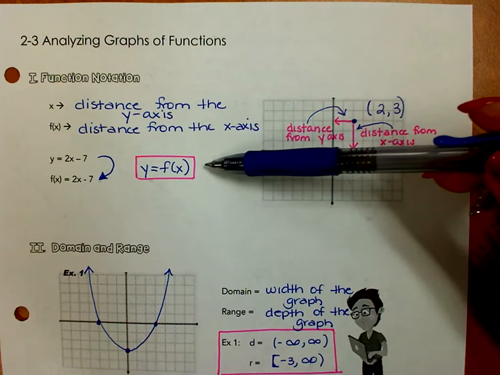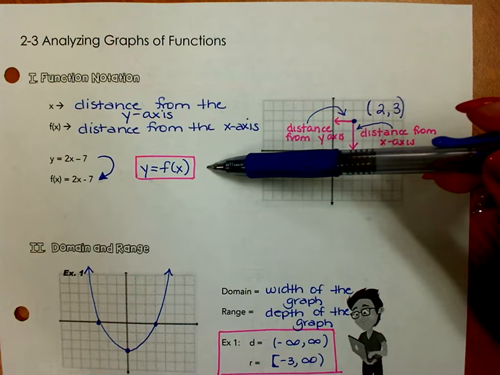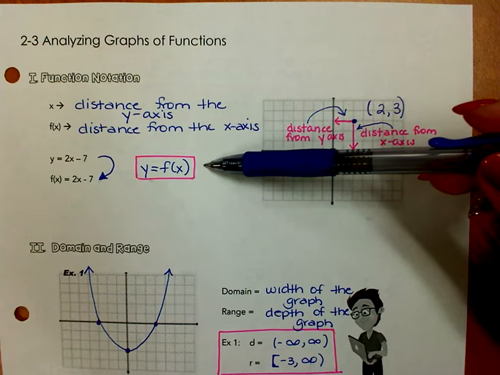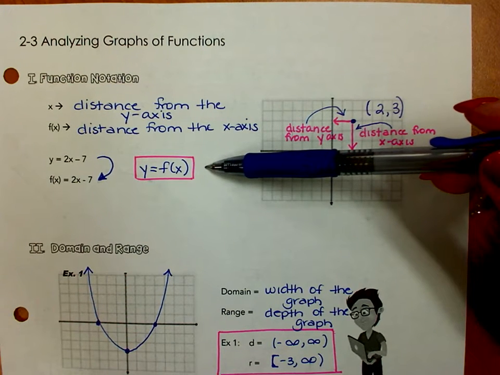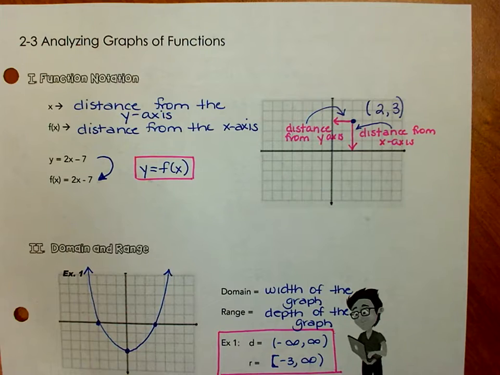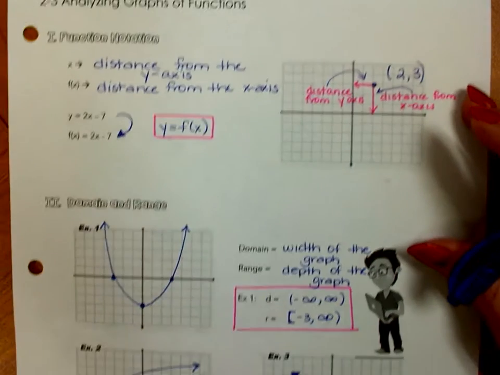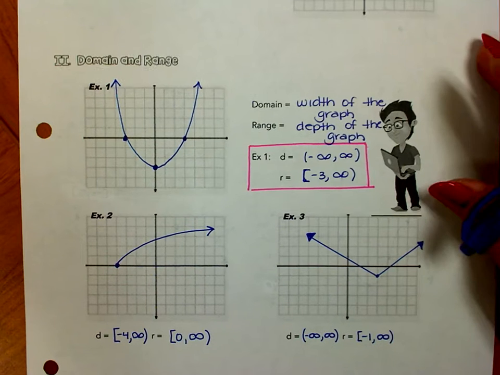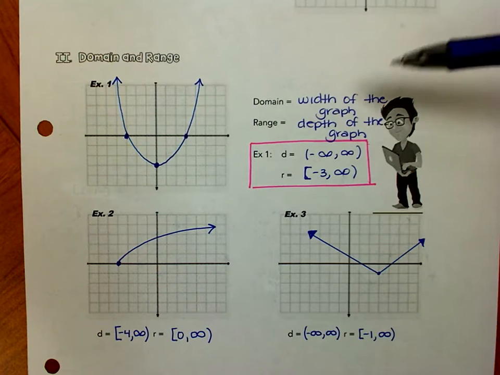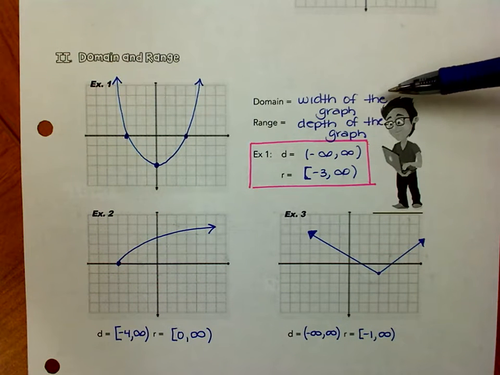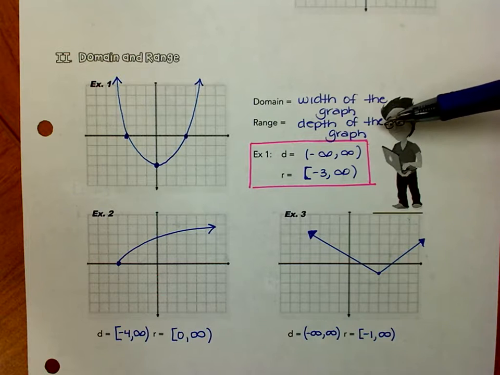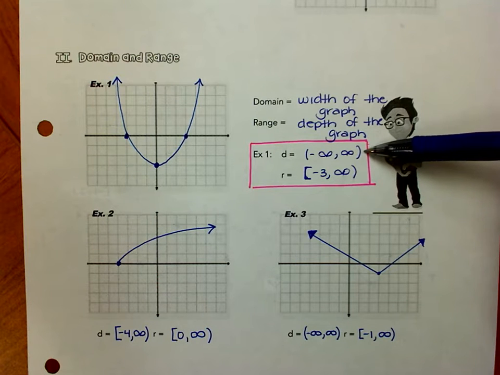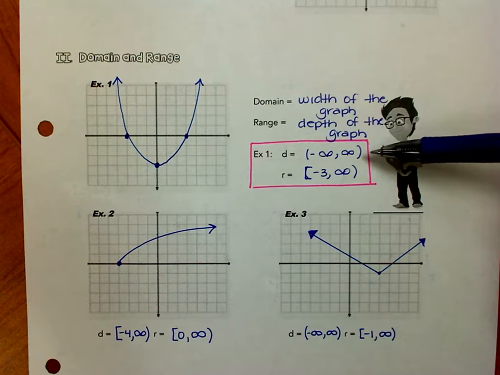Okay, and I don't know if I made this clear, but y is equal to f of x, and f of x is equal to y. You can switch them out; they're interchangeable anytime. Okay, domain and range. With this first one, the domain is the width of the graph, the range is the depth of the graph. And we can use interval notation like we did in the last chapter for these as well.